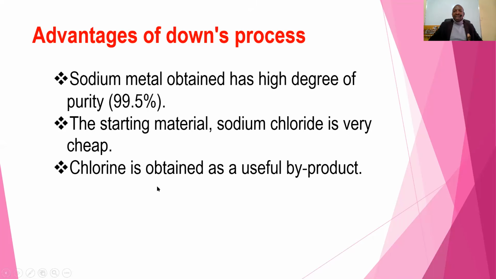The sodium metal obtained has a high degree of purity, about 99.5%. The starting material, that is sodium chloride, is very cheap. Chlorine obtained is a useful byproduct. Here the examiner will ask you which other industry should be located near a sodium extraction plant. You're going to say the other industry that should be located near a sodium extraction plant is industrial manufacture of hydrochloric acid, because one of the raw materials that is required here is chlorine gas.